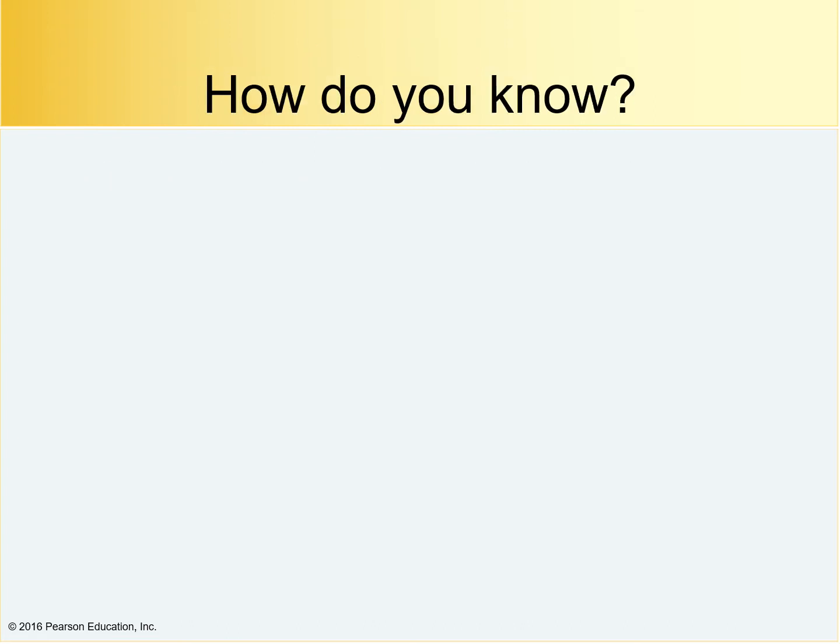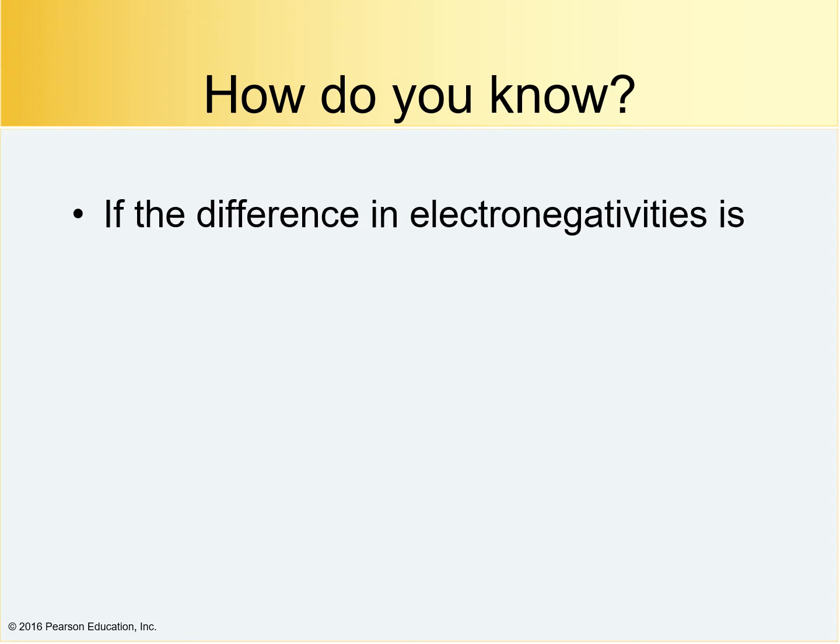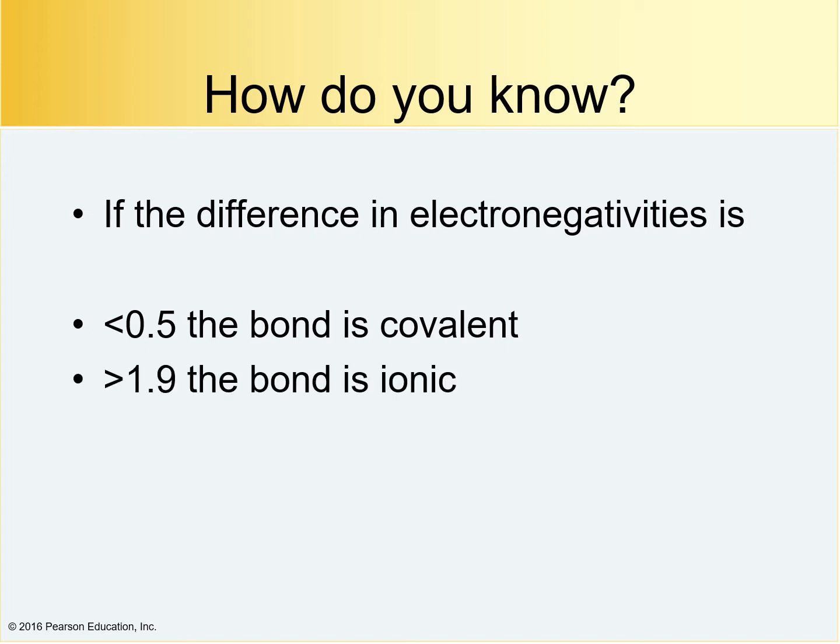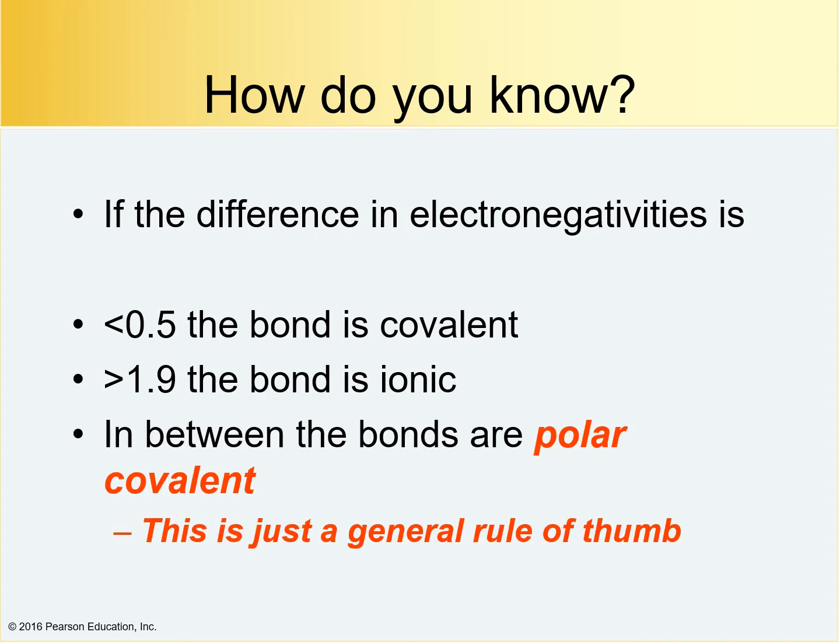So how would you know if a pair of atoms is going to form a covalent bond, or an ionic bond, or a polar covalent bond? So you look at the difference in the electronegativities. If the difference is less than about 0.5, we say the bond is covalent, so their electronegativities are close to each other. If it's greater than 1.9, we say that the bond is ionic. And anything in between those numbers is going to be considered a polar covalent bond. And these numbers aren't written in stone. This is just a general rule of thumb.